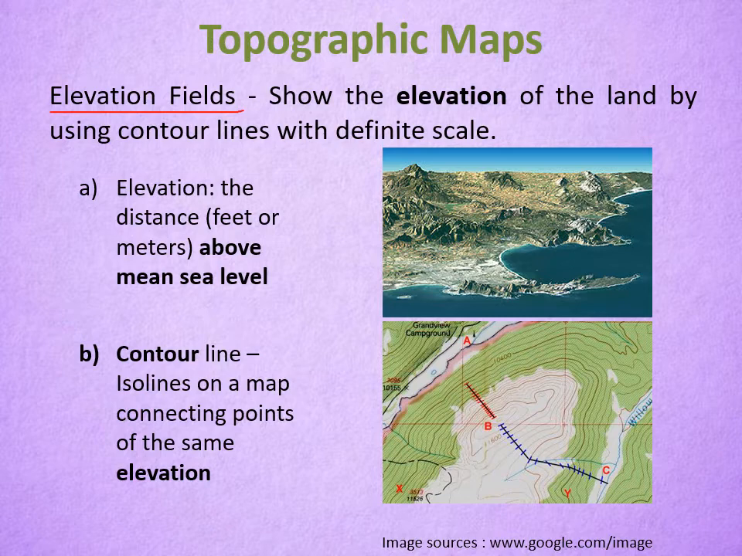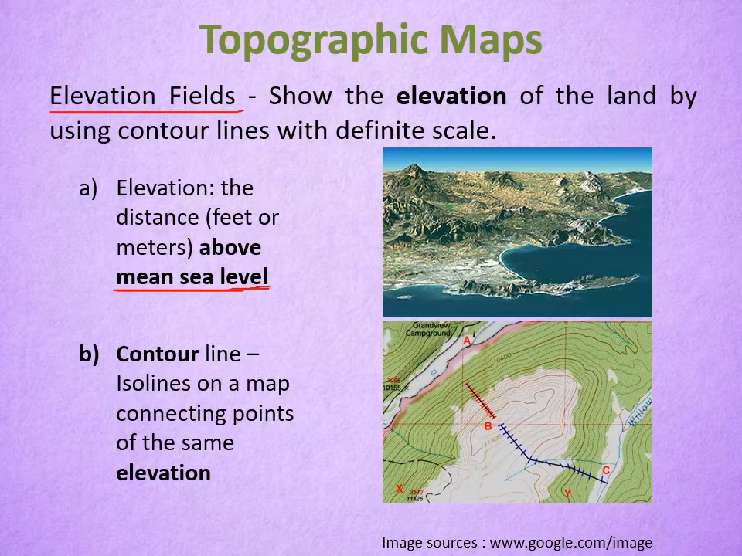Now elevation in a topographic map is referred with respect to a fixed reference plane, as I already mentioned to you. That reference plane for our use is the mean sea level, that is the average sea level between the tides, between the high tide and low tide. The average sea level is known as mean sea level.